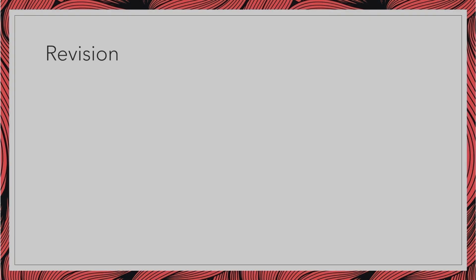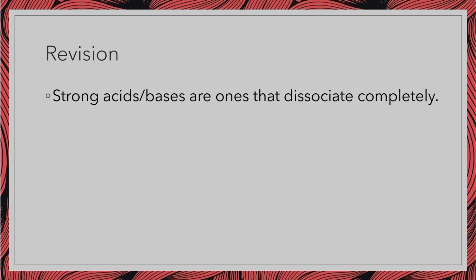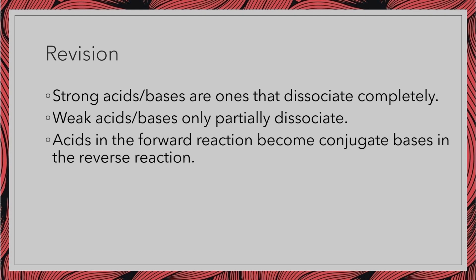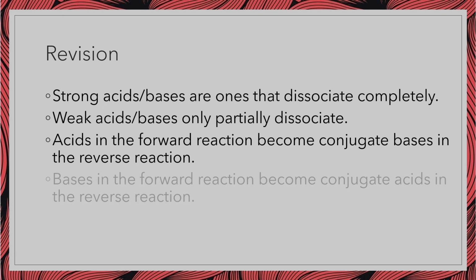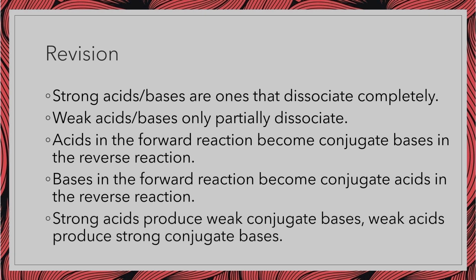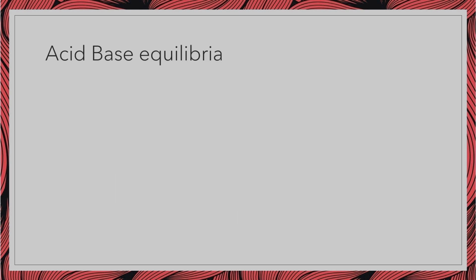So, revision from last lesson. Make sure you've done the questions. Strong acids and bases are ones that dissociate completely. Weak acids and bases only partially dissociate. Acids in the forward reaction become conjugate bases in the reverse reaction. Bases in the forward reaction become conjugate acids in the reverse reaction. And strong acids produce weak conjugate bases, and weak acids produce strong conjugate bases. Okay, so let's have a look at what we're doing today.